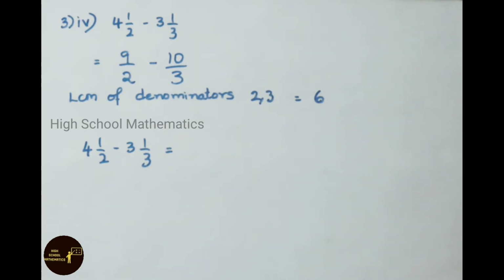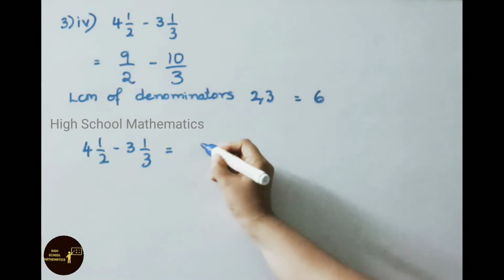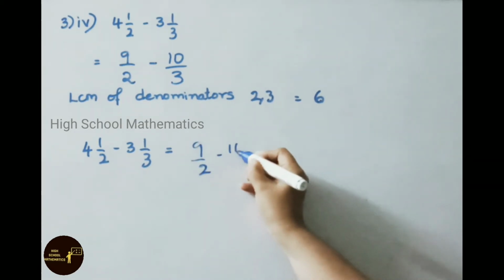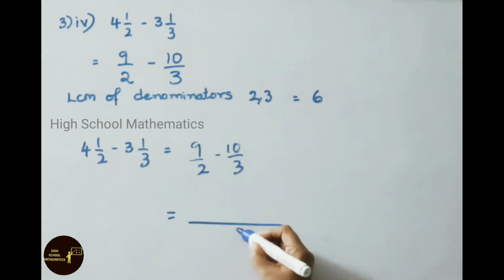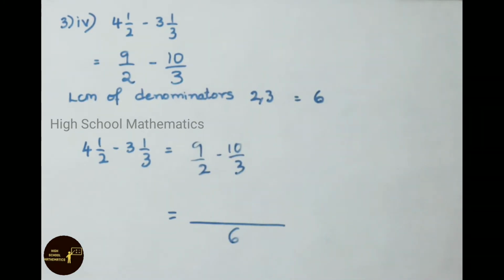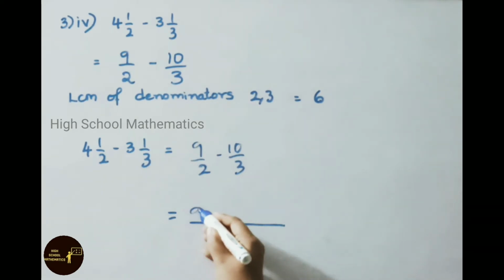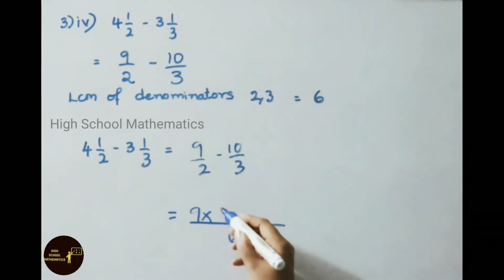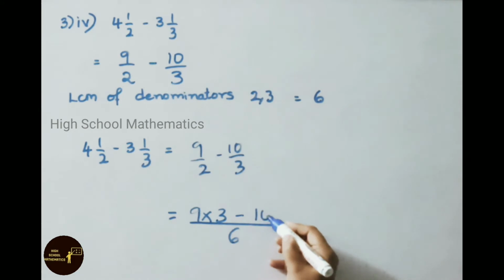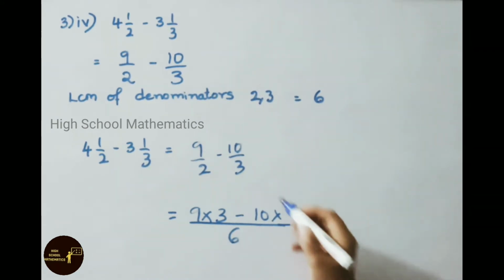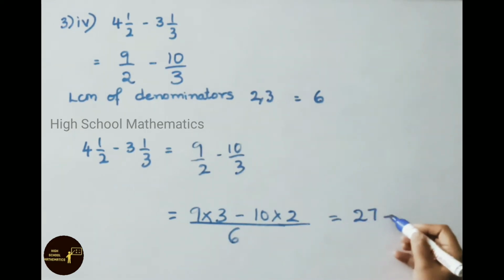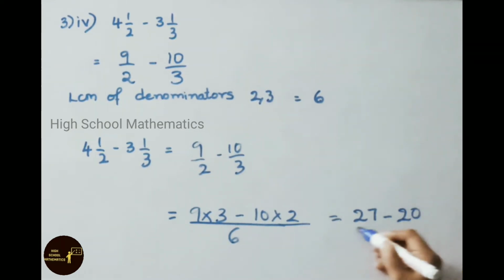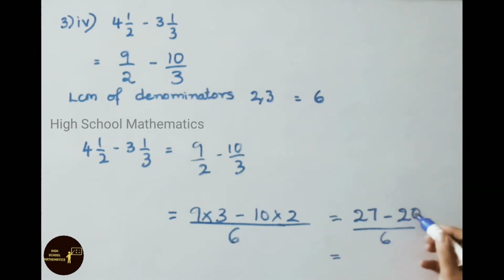So write down 4 1 by 2 minus 3 1 by 3 equals 9 by 2 minus 10 by 3. That equals, 2 and 3, LCM of denominators we got as 6. So write down the denominator as 6. Now write down the numerator: 9 into, 2 table 6 is 3 times, minus, the next numerator 10 into, 3 table 6 is 2 times. That equals 9 3s are 27 minus 10 2s are 20 by 6. That equals 27 minus 20, that is 7 by 6.